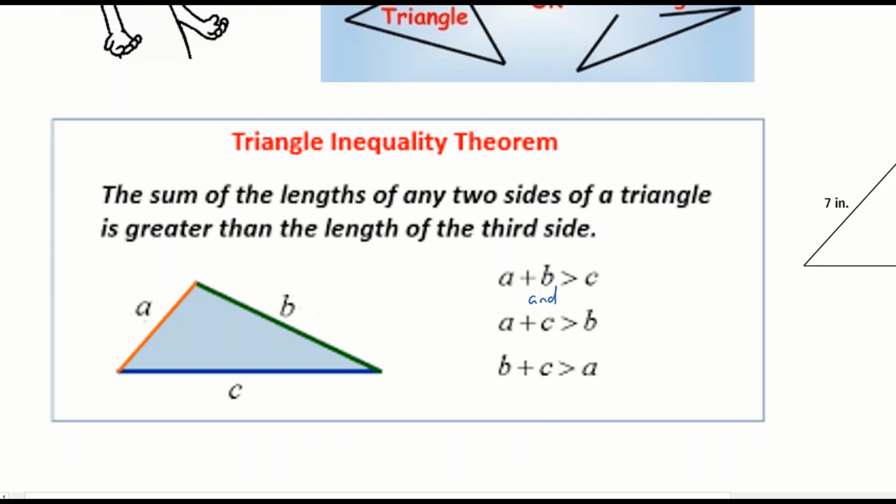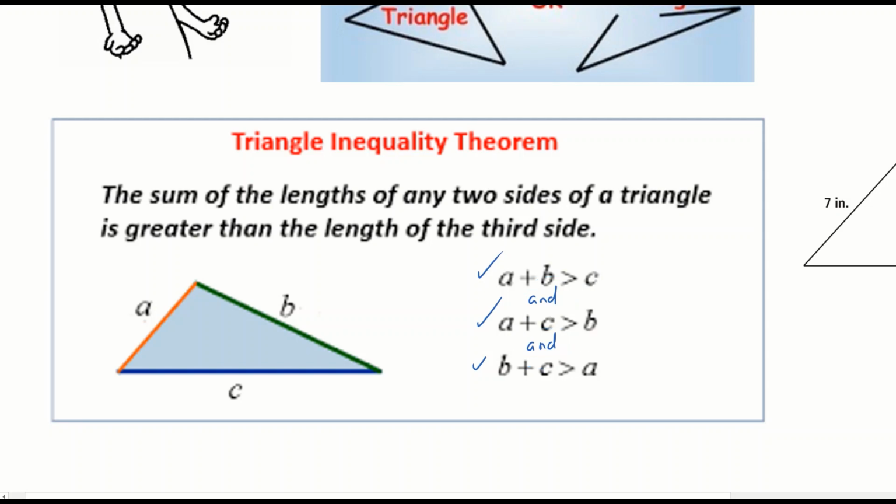A plus B has to be greater than C, and A plus C has to be greater than B, and B plus C has to be greater than A. It's not that one of them has to be true. All three have to be true. If one of them is not true, that triangle can't exist. If only one of those inequalities is not true, the whole triangle cannot exist. It's a very strong "and." All three have to be true.